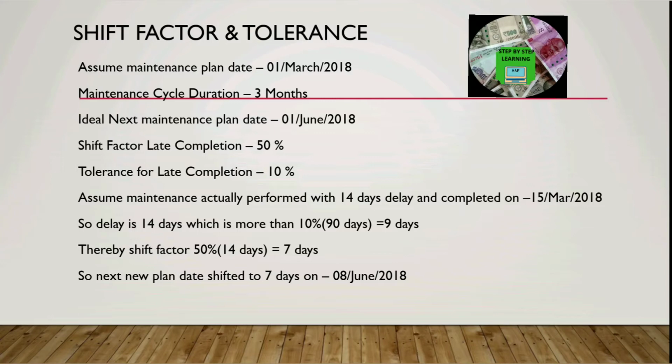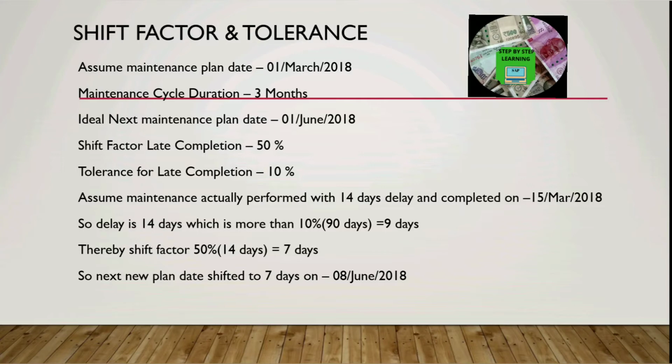So here my shortest cycle duration is 3 months only. Before that I don't have any minimum cycle duration. My cycle duration starts with 3 months in that strategy or any single cycle. So 3 months equals 90 days. 10 percent of 90 days is 9 days, but the delay is 14 days, which is more than my tolerance. So since the 14 days delay is more than my tolerance, the shift factor for late completion will apply.